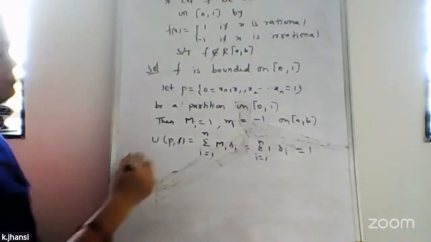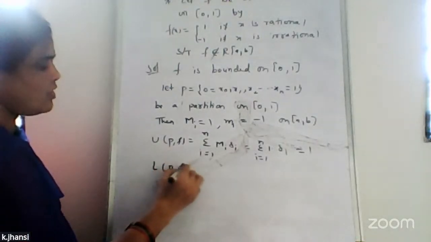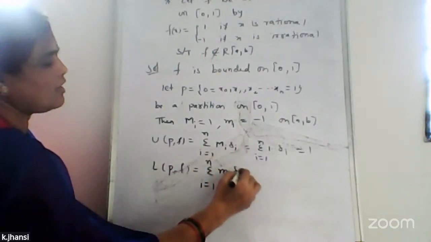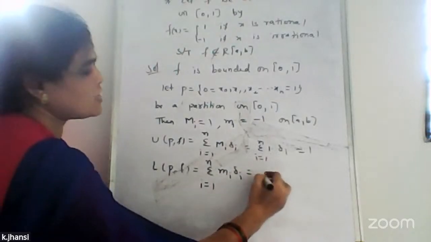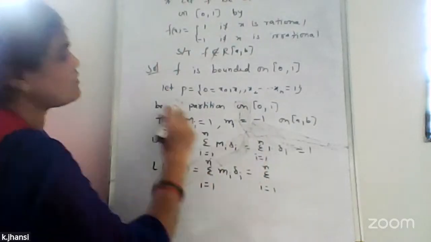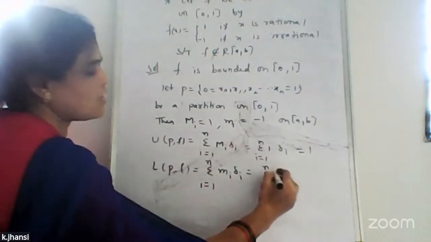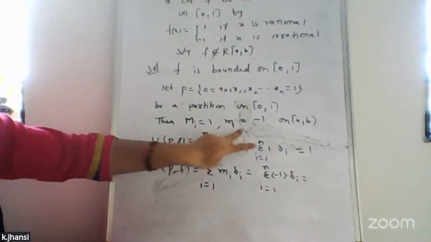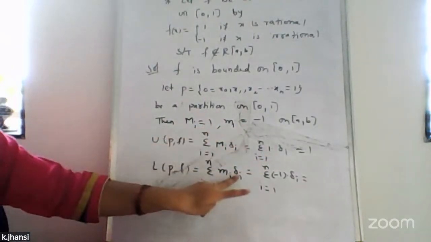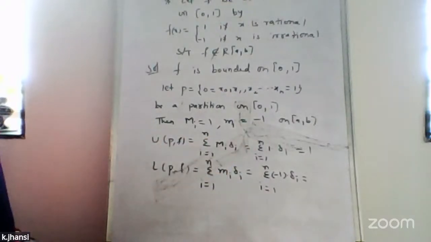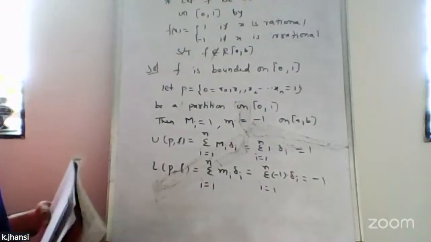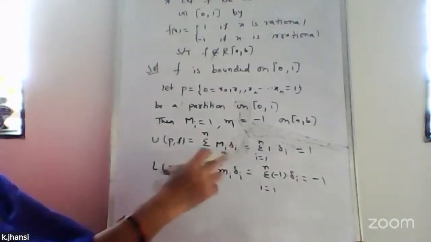Next, L of P comma f equals the summation from i equals 1 to n of small mi delta i. What is our small mi value? It is minus 1. So minus 1 into delta i. The length of the subinterval will be 1 only, so minus 1 into delta i will be minus 1. So here the upper Darboux sum value is 1 and the lower Darboux sum value is minus 1.